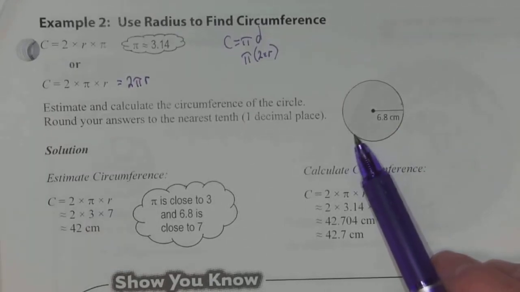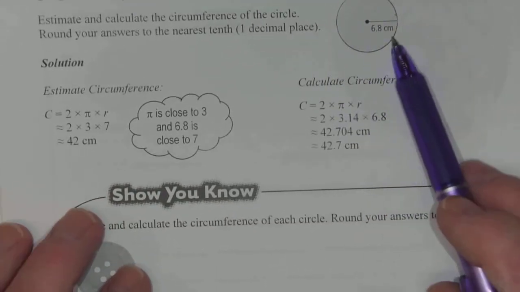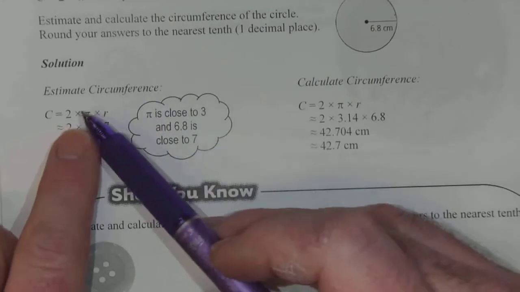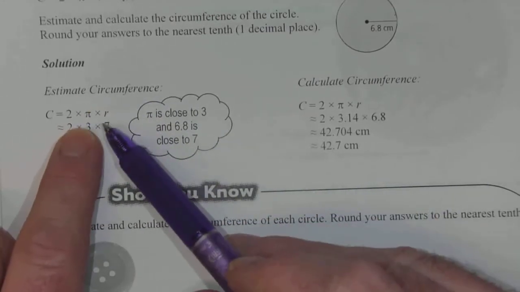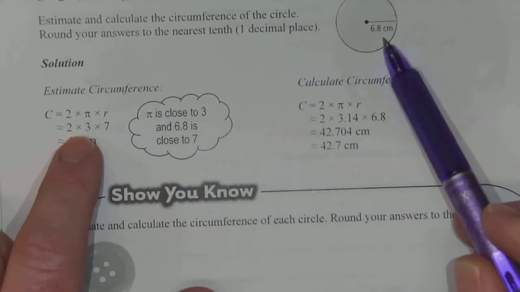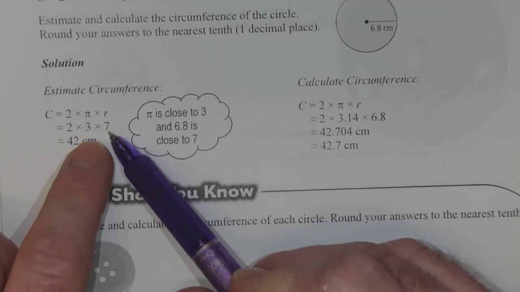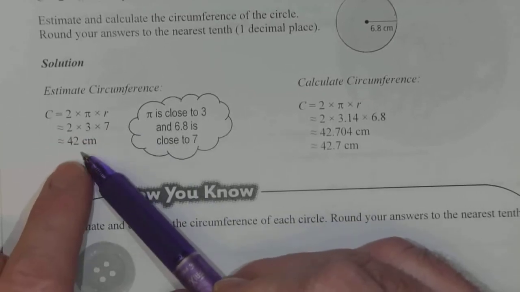All right, so now, estimate and calculate the circumference of the circle. Again, rounding to 1 decimal place. Let's see how this looks. We have a circle with a 6.8 centimeter radius. So we look at our new formula, 2 times pi times r, and we're going to estimate. So 2 times 3, 6.8 is close to 7, so we're going to multiply it by 7. So 2 times 3 is 6, times 7 gives us 42 centimeters.